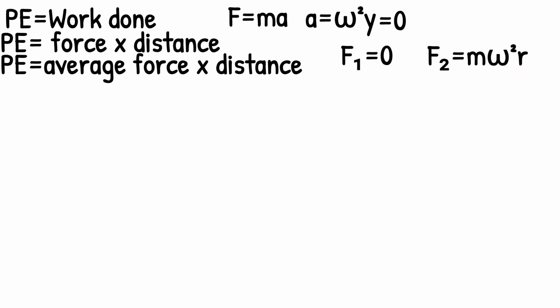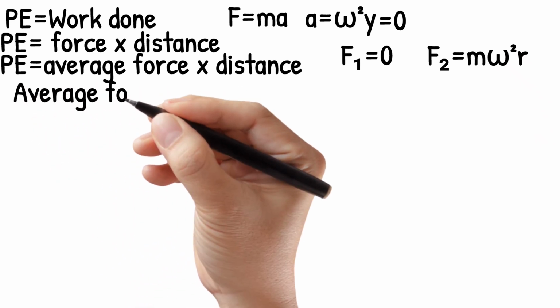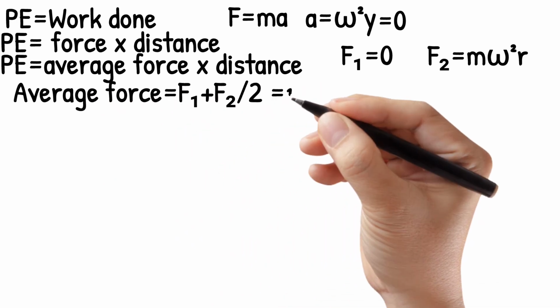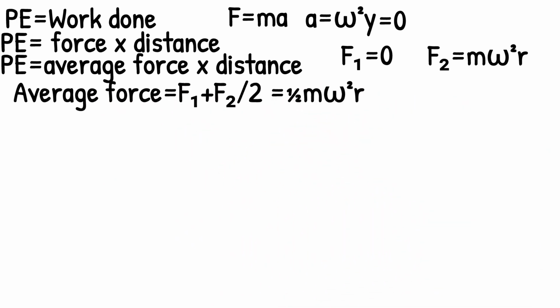So that is the final force, and 0 was the initial force. So like I said, we add them up. When you add them up, 0 plus m omega square r is still m omega square r, right? Good. So then we divide by 2. So our average force will be equal to m omega square r over 2.